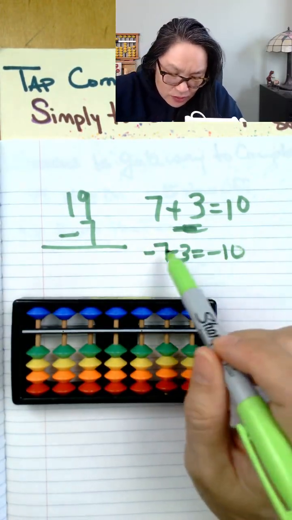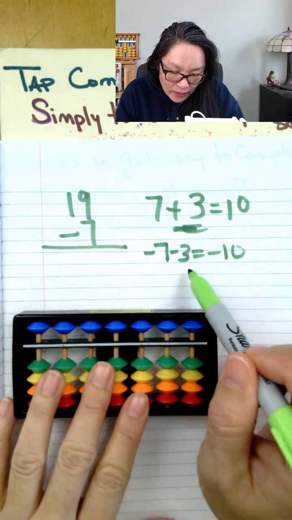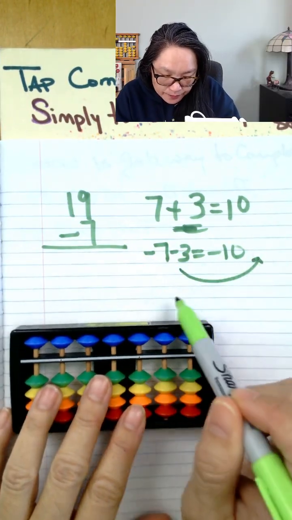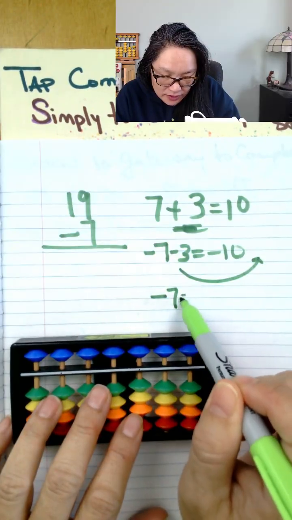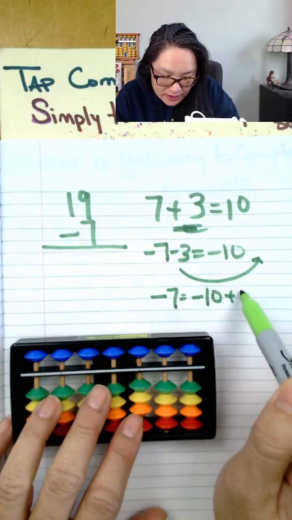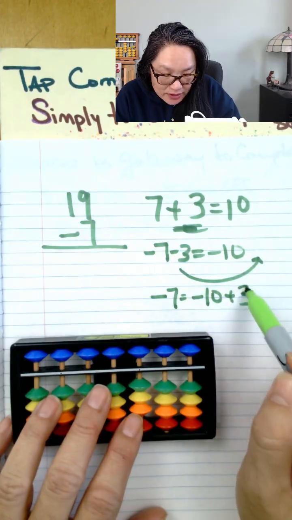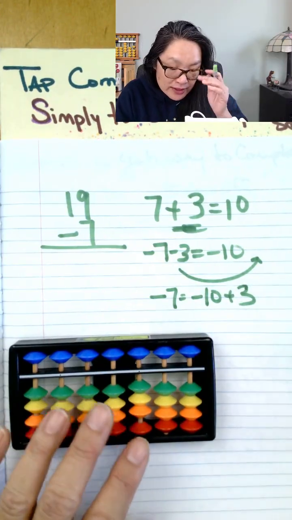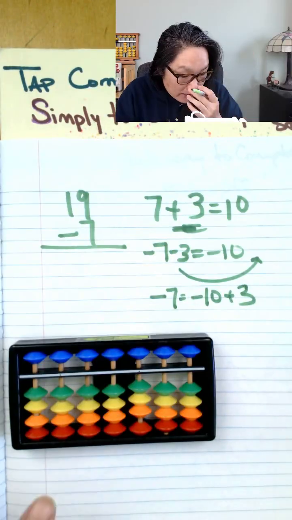Why are we doing this? Because we're going to take it away. To take it away, we have to move this 3 over here. So 7 is equal to minus the 10 plus the 3. This is a formula that needs to be memorized. You have to memorize this formula. That's just it. You just got to memorize it.